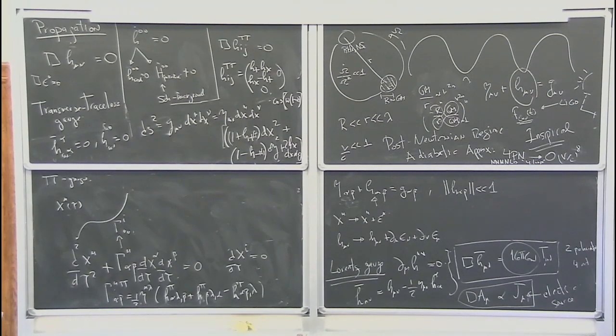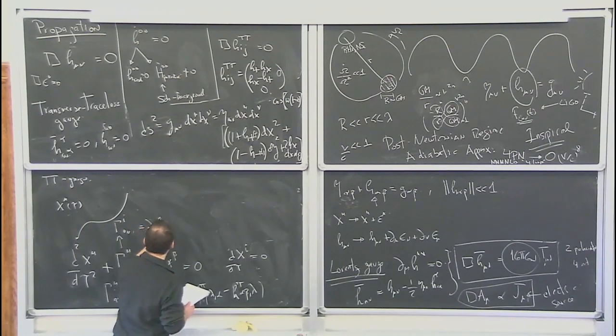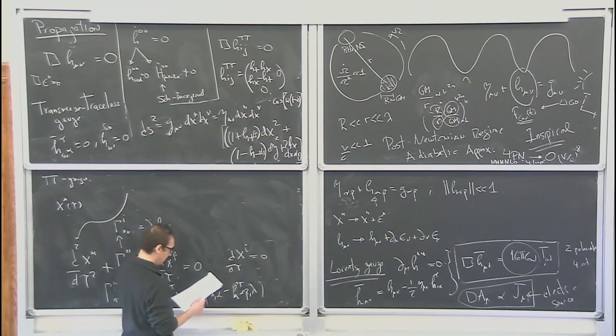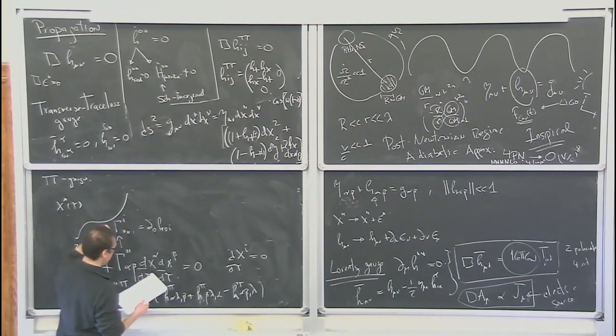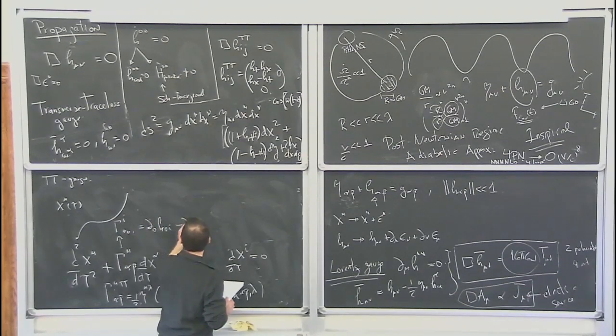But in the TT gauge, this is the 0 of h0i. The up and down indices you fix because the signs are going to come out wrong because of my minus convention, but I just don't want to waste time on that. Minus di, and this is 0.